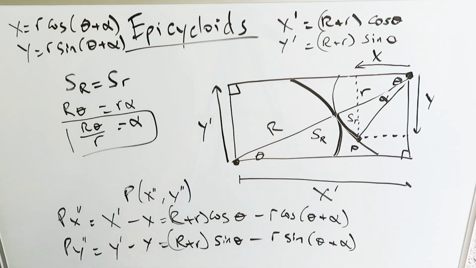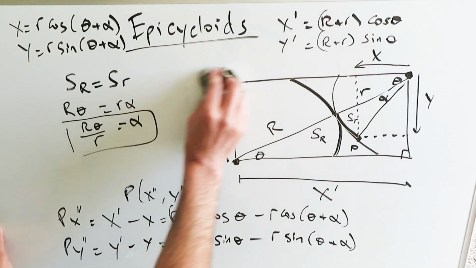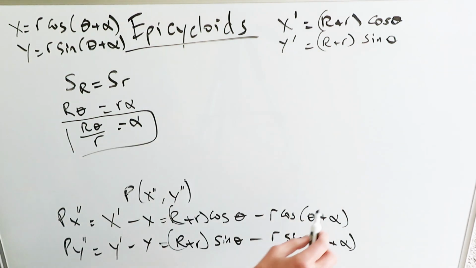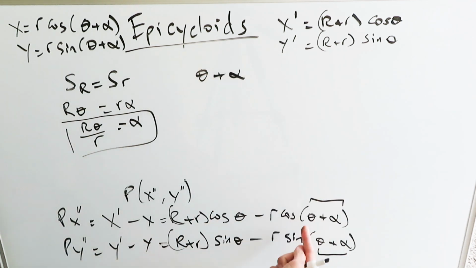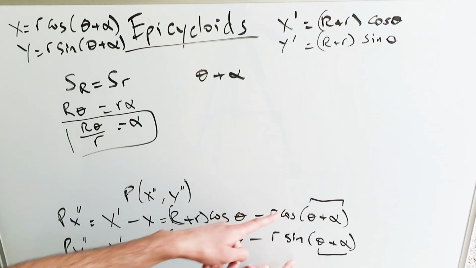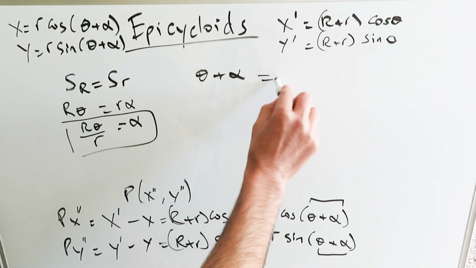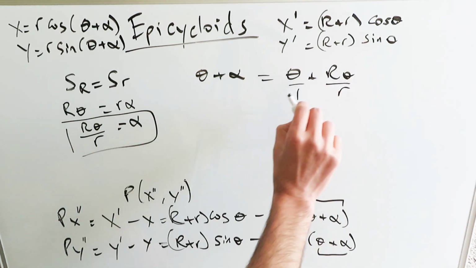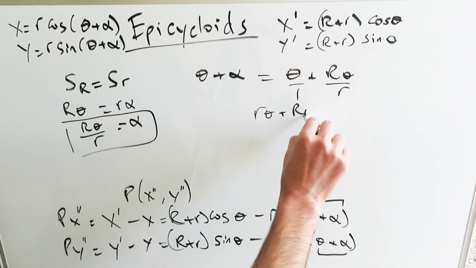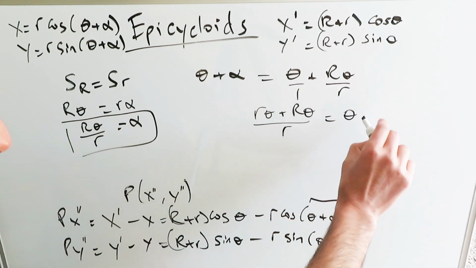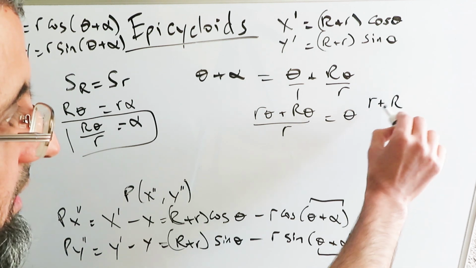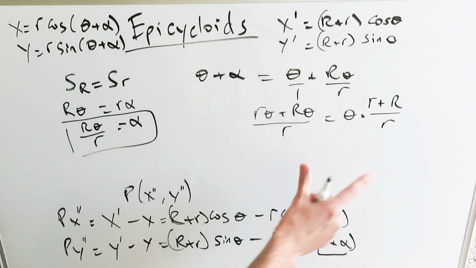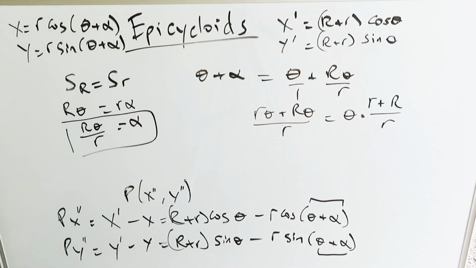You don't need to see this representation anymore, so I'm going to erase it because it has served its purpose. Look specifically at these items which I'm highlighting for you. I have cosine of theta plus alpha, sine of theta plus alpha. This represents a union of angles which are impacted by the trigonometric functions. Theta plus alpha is equal to theta plus capital R theta over small r. Common denominator, I have small r theta plus capital R theta over small r. Isolate theta, I have theta times small r plus capital R over small r. This represents exactly the item which will come over here, and let's bring it in.